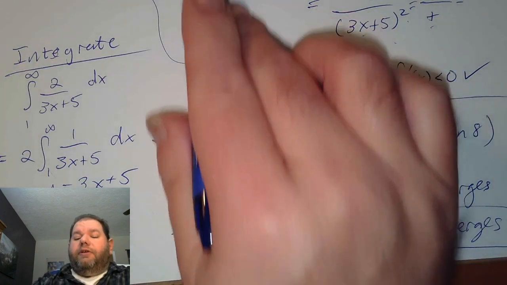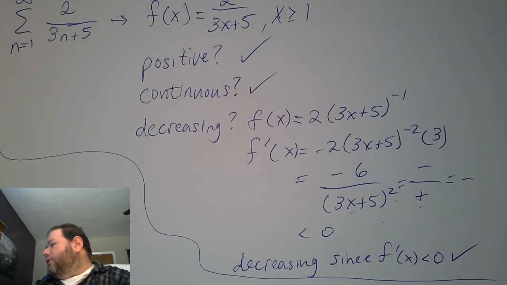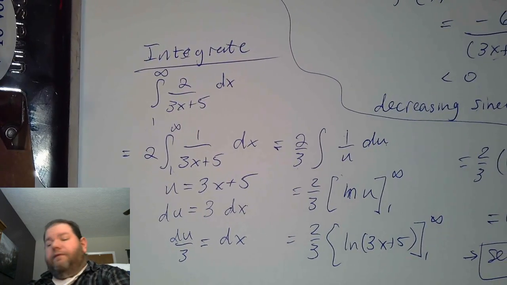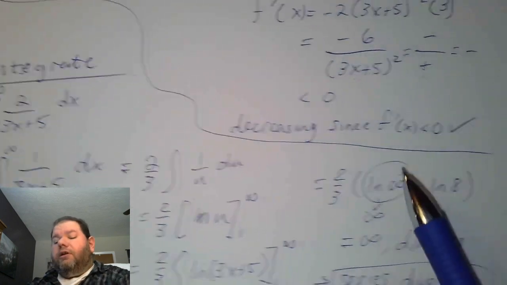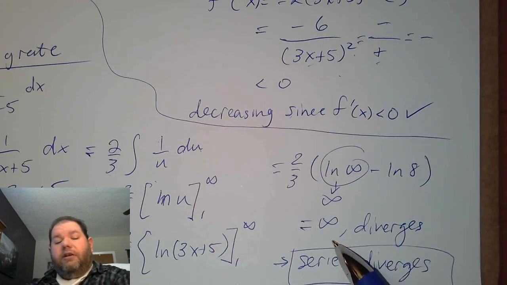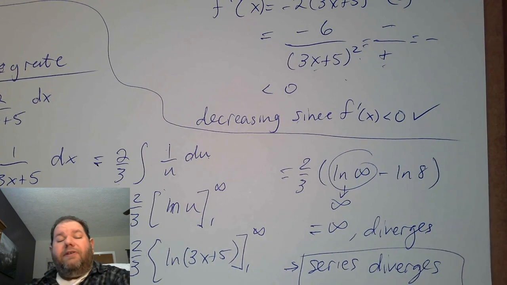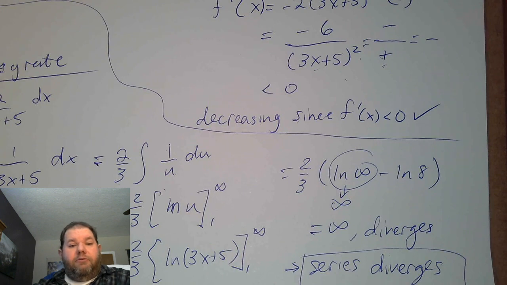We check all three of these things, whether it's positive, continuous, or decreasing. Then we go ahead and integrate the function if all three of those conditions are met. We integrated, did our substitution, and then plugged in our limits, and then we got an infinite number, which means it diverges. And so because the integral diverges, that means the series diverges also. And that's our conclusion here, and that's how we would approach that problem.